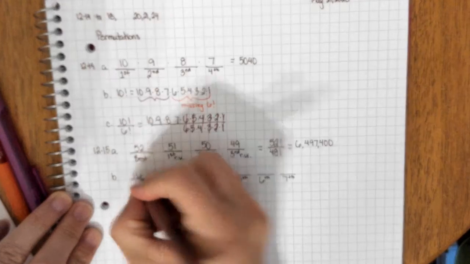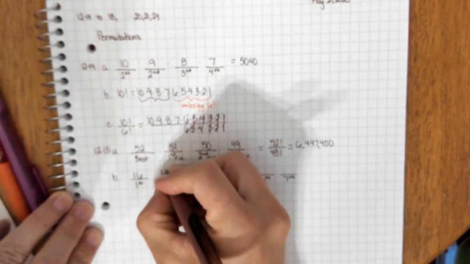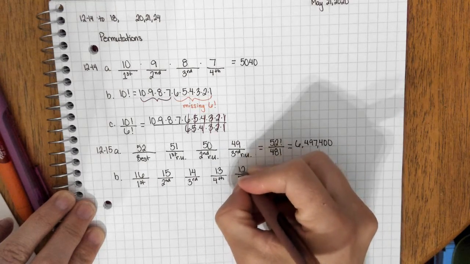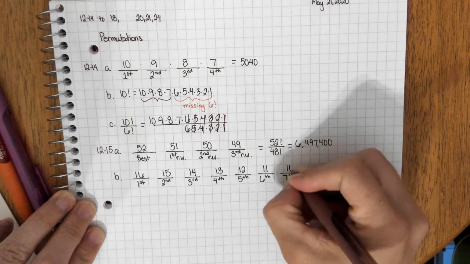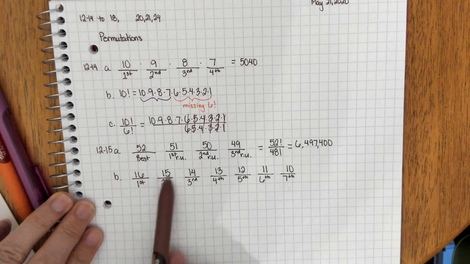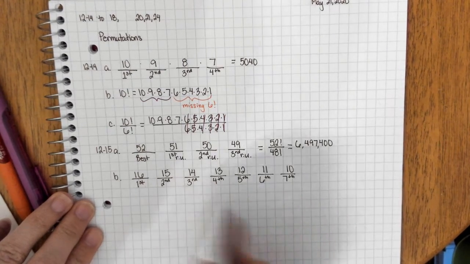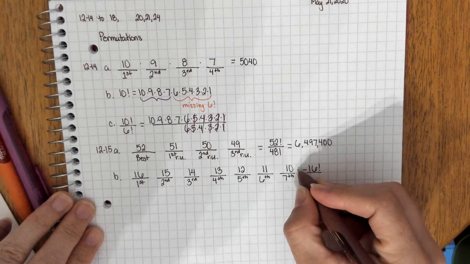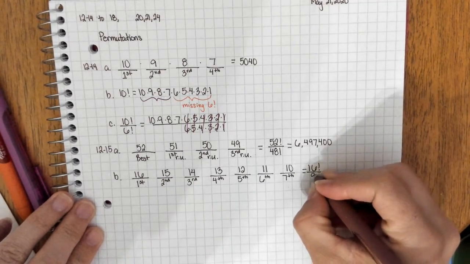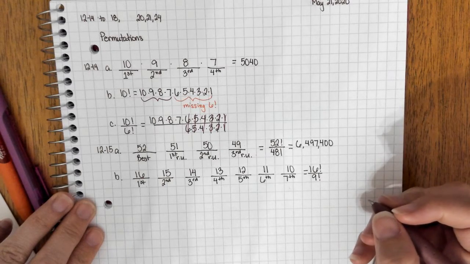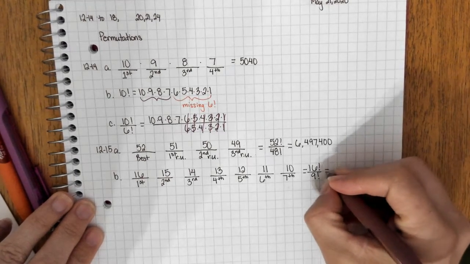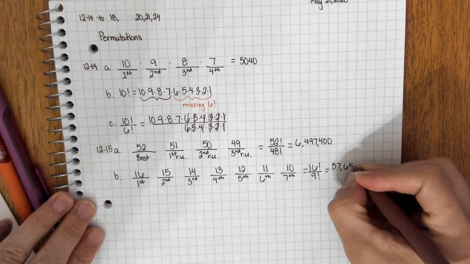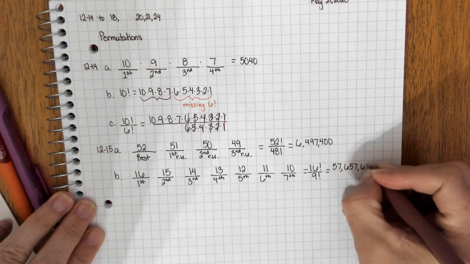So again, it said there were 16 teams. So 16 teams could get first. Then that leaves 15, 14, 13, 12, 11, 10. So again, this is the beginning of 16 factorial. But we don't have 9, 8, 7, 6, 5, 4, 3, 2, 1. So it's divided by 9 factorial. This is an even bigger number here: 57,657,600.